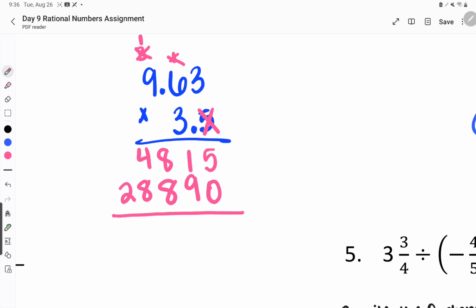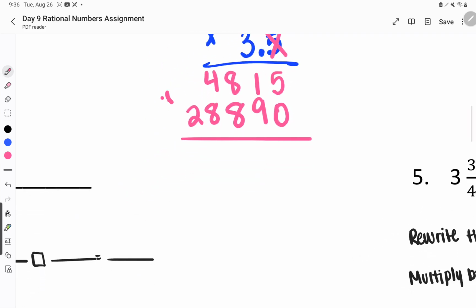Now that I've multiplied all of my numbers, what do I do now? I'm going to add these together. So I have 5 plus 0, which gives me 5. Then I have 1 plus 9, which gives me 10. So I write down a 0, carry my 1. Then I have 1 plus 8, which gives me 9, and then 9 plus 8, which gives me 17. So I write down a 7, carry my 1. 1 plus 4 gives me 5, and then 5 plus 8 gives me 13. So I write down a 3, carry my 1. Then I have 1 plus 2, which gives me 3.